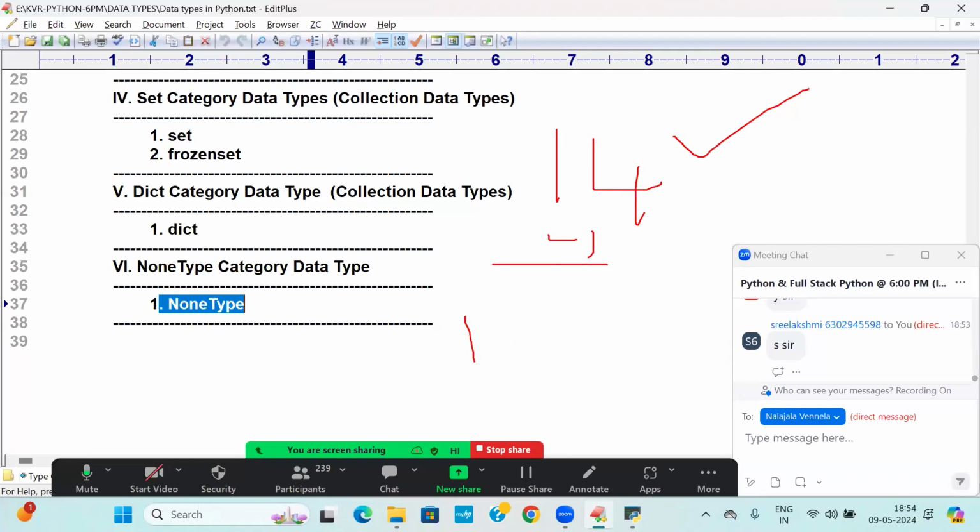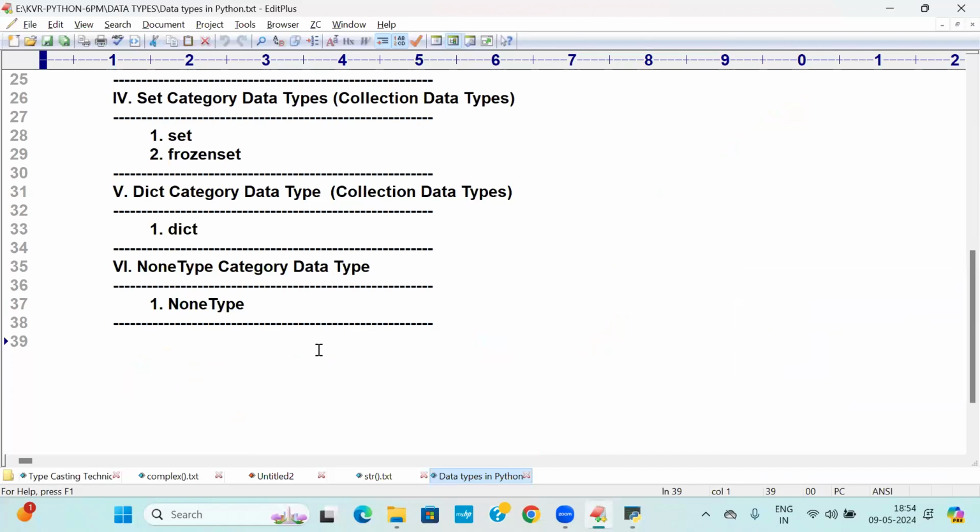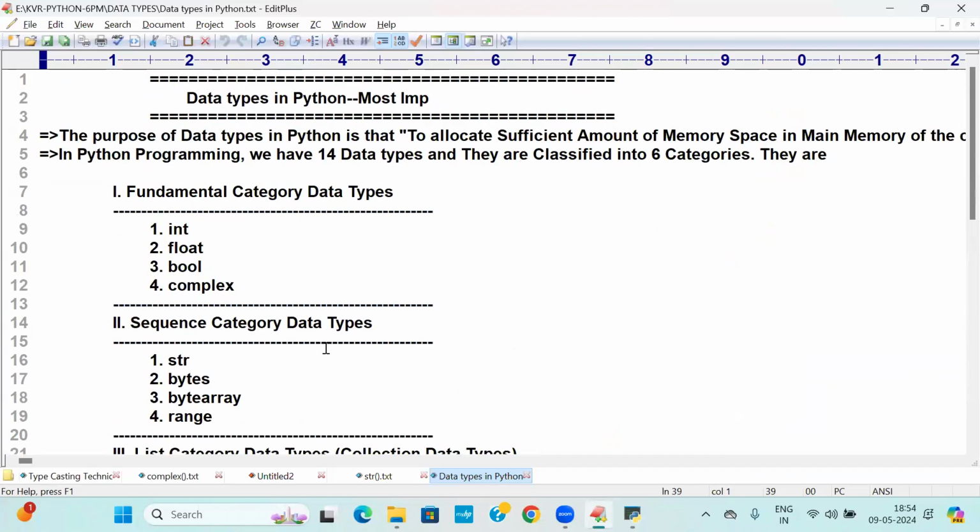We have 13 typecasting techniques available. I already said to you, but I said only 5 now. And the rest of the 8, it is very easy for you to learn. Okay now? So I am going to enter into the next part.